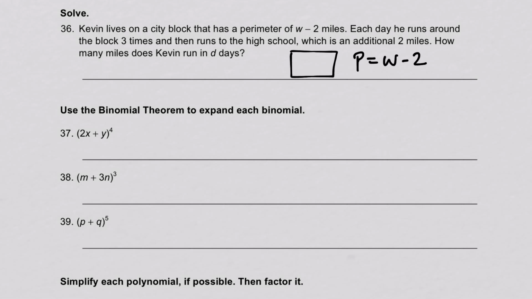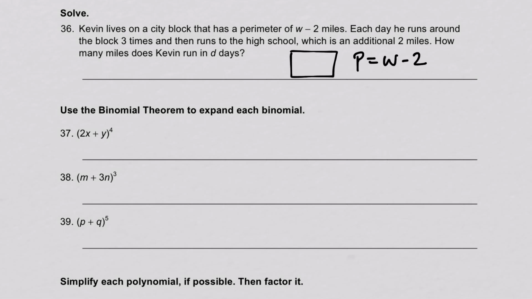So we don't know how long each side is, but I know that the total perimeter after they added up all the sides is W minus 2. Each day he runs around the block 3 times and then runs to the high school, which is an additional 2 miles. How many miles does Kevin run in 2 days? Oh, okay, so that shouldn't be that complicated.